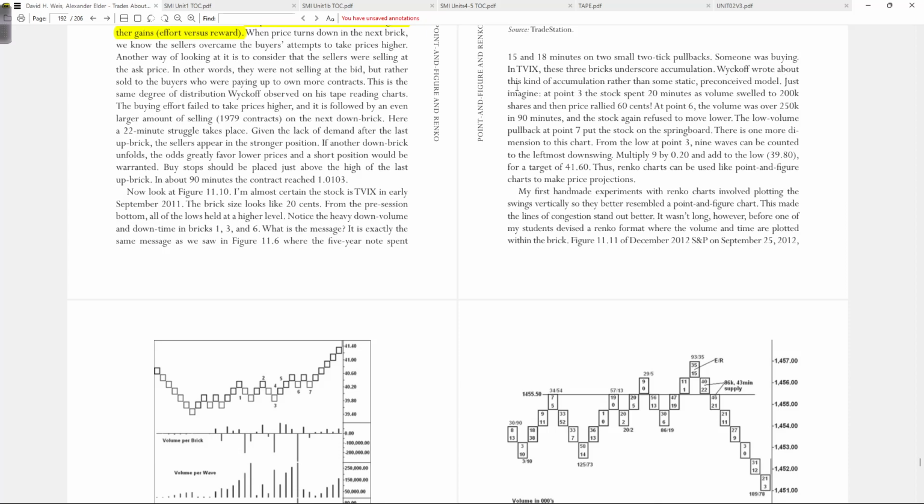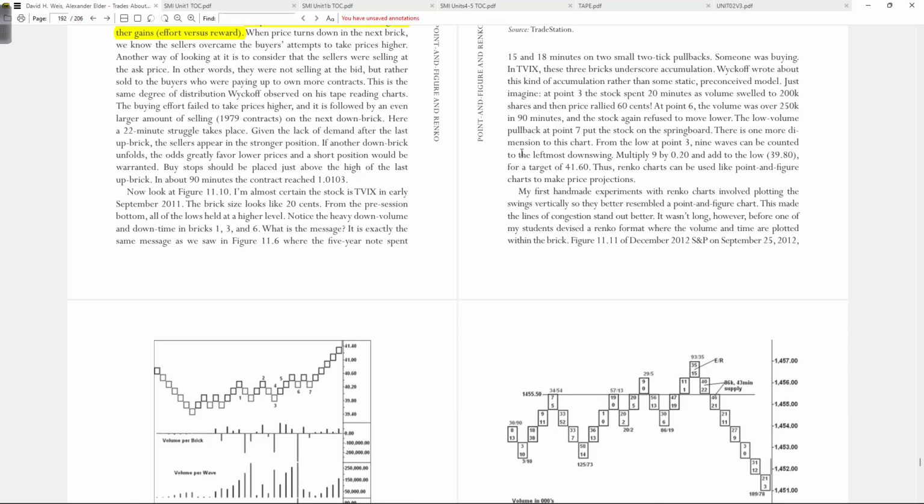Wyckoff wrote about this kind of accumulation rather than some static pre-consumed model. Just imagine at point 3, the stock spent 20 minutes as volume swelled to 200k shares, and then prices rallied 60 cents. At point 6, the volume was over 250k in 90 minutes, and the stock again refused to move lower. The low volume pullback at point 7 put the stock on the springboard.